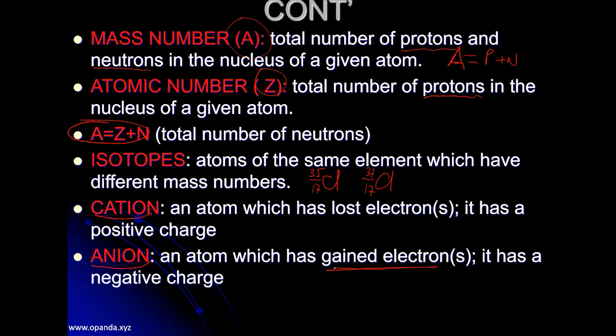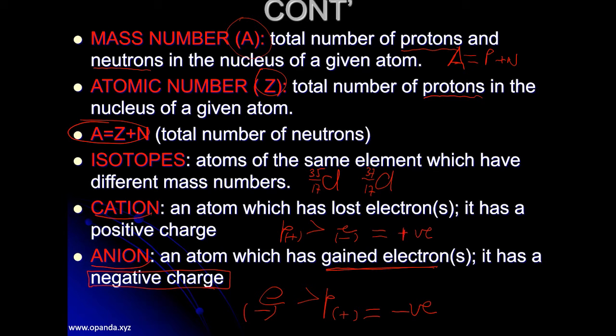Because when gaining electrons, the number of electrons increases, meaning the negative charges increase, while the positive charge of the protons remains constant, we get an overall charge of the anion, which is negative, because the number of electrons is greater than the number of protons. The number of negative charges is greater than the number of positive charges, so the net charge will be negative. For a cation, the number of protons is greater than the number of electrons because some electrons have been lost. So the positive charges are greater in number than the negative charges, and the overall net charge of our cation will be positive.